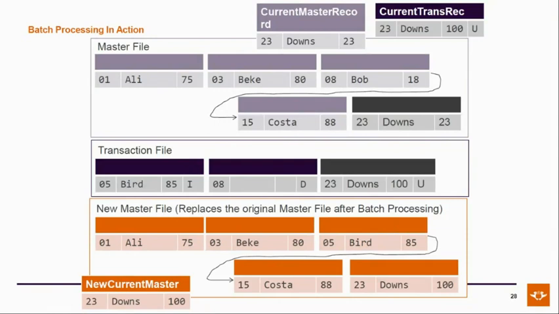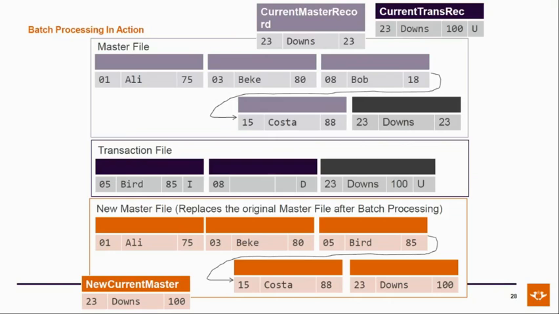Less than, greater than. So, bird hasn't come up yet, so we can't move yet. So we look at bird, we say bird is 5, and it's an insert. So we insert number 5 into the new master file. Then we read number 8. Now, 8 matches Bob, which is also 8.